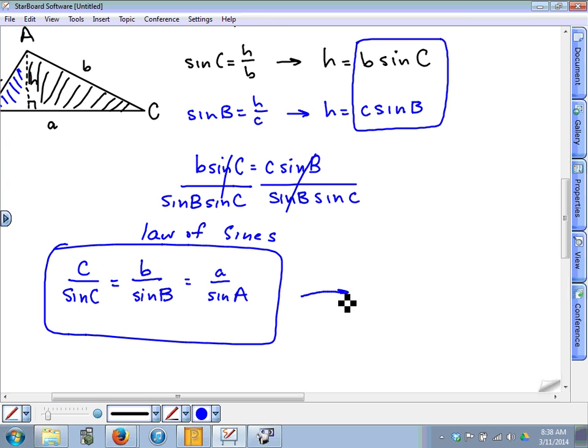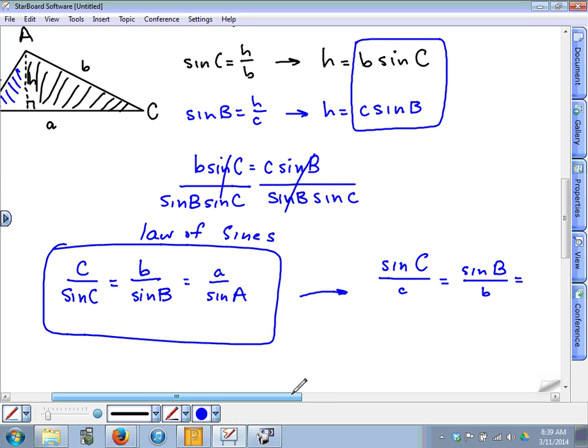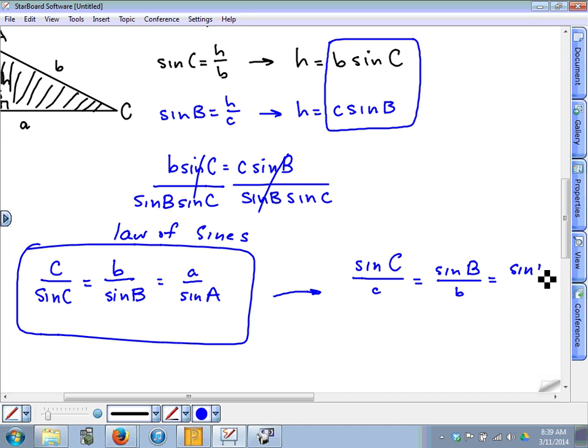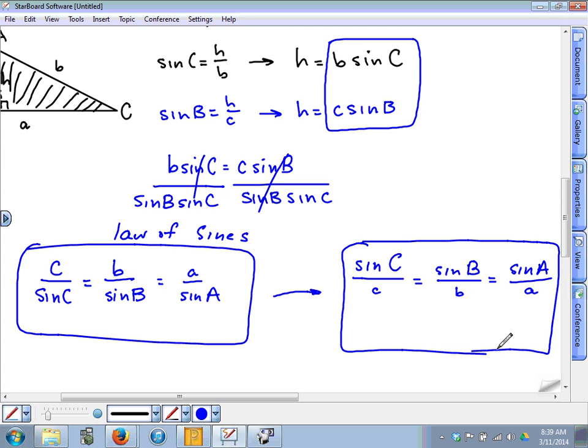Now, depending on whether you're trying to find a side or an angle, you can invert all of these fractions. Sometimes it's easier to think about the reciprocal. So similarly, this is also true: sine of C over C is equal to sine of B over B, which is equal to sine of A over A. That's also a variation of the law of sines.